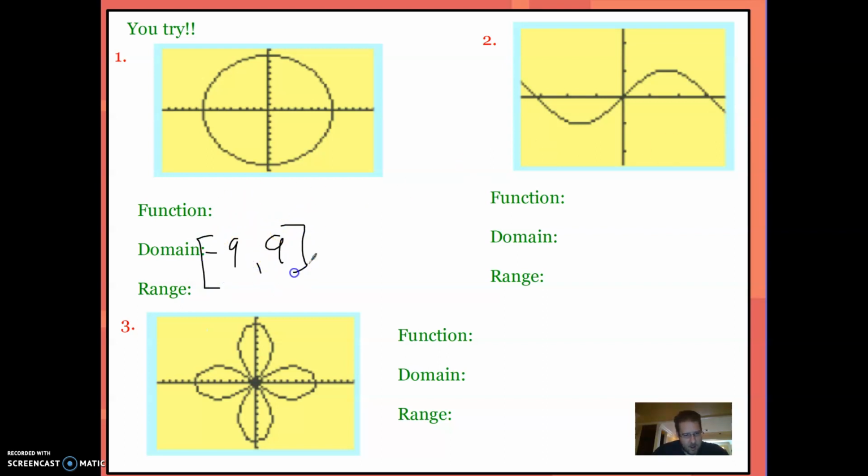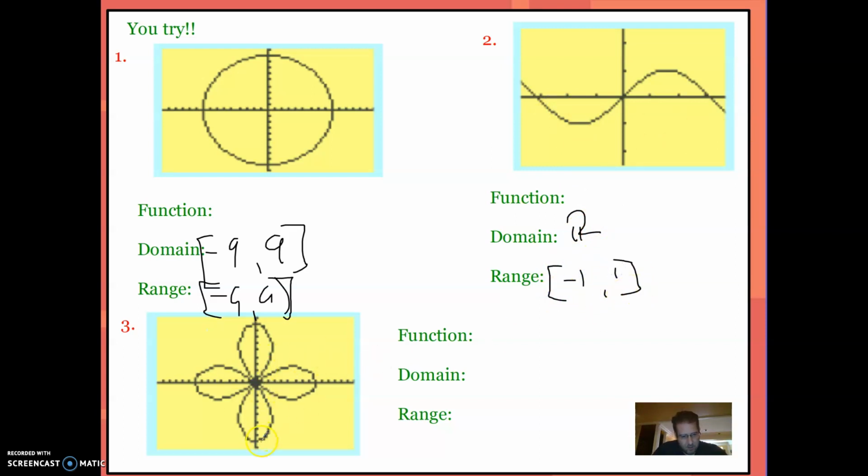From -9 to +9, and the range, I'm just going to, without counting, assume it's 9, -9 again. I'm assuming it's a circle with a center at 0, so that would also be from -9 to +9. Not a function, though. So this is a function. This is a sine function, to be more exact, without transformation. The domain in this case is all real numbers, and the range is anything from -1 to +1.